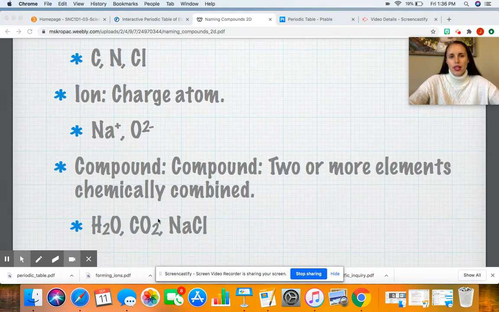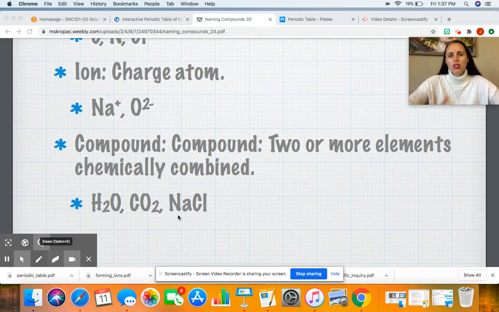Probably the most common way that atoms become more stable, have full valence electrons, is they form compounds. So a compound is two or more chemicals that have been combined. So how do I know I have more than one chemical? You can take a look. If you see more than one capital letter, then you know you have two elements that are combined. So in this case, we have two hydrogens and one oxygen. In this case, we have carbon and two oxygens, or we have sodium and chlorine together. So even though this has 4 letters, there's only the 2 capitals, which means that there's 2 elements. So this is actually water, carbon dioxide, and this is sodium chloride, table salt.